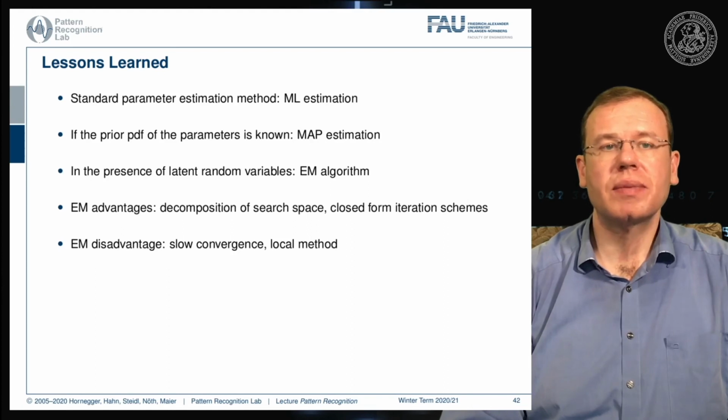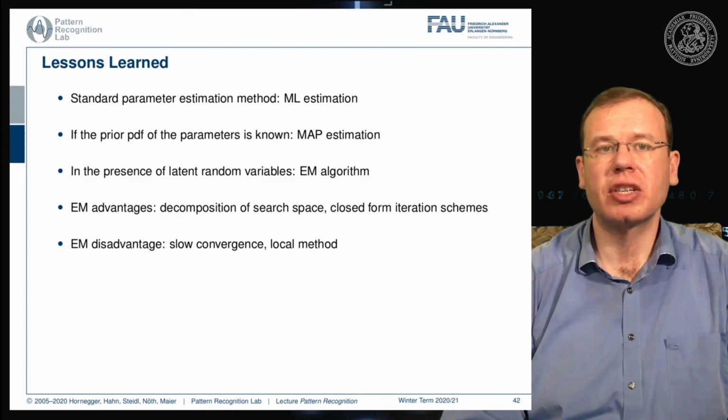So what are the lessons learned? Well, there's a standard parameter estimation method that is the maximum likelihood estimation. If a prior probability density function of the parameters is known, you can use MAP estimation. MAP estimation is also great as it introduces regularization, which is essentially boiling down to the same idea. In the presence of latent random variables, you can also pick the expectation maximization algorithm. The advantages are that you can decompose the search space, and often there are closed form iteration schemes. The disadvantage is it has a slow convergence and it's a local method.